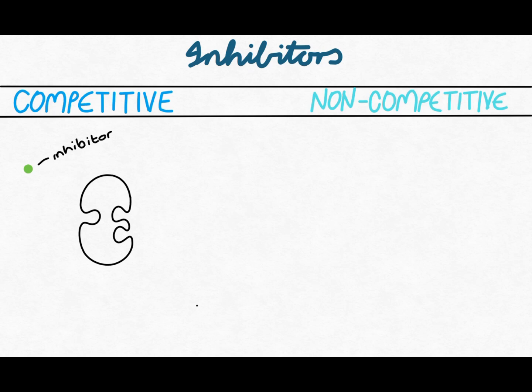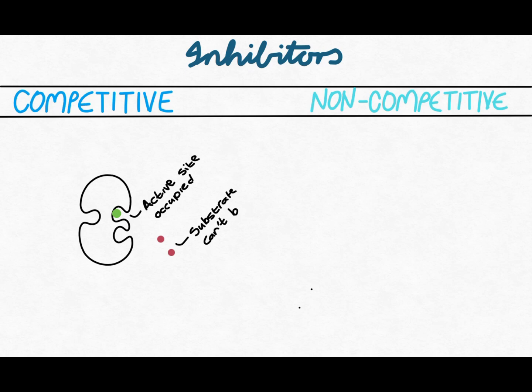Now, in competitive inhibitors, the inhibitors won't bind to the allosteric site. Rather, they would move to the active site and bind to the active site, taking up space in the active site, meaning that the substrate won't be able to bind to the active site and no reaction will occur. Now, one thing about competitive inhibitors is as we increase the substrate concentration, the activity of the competitive inhibitor is reduced and my rate of reaction will increase again.